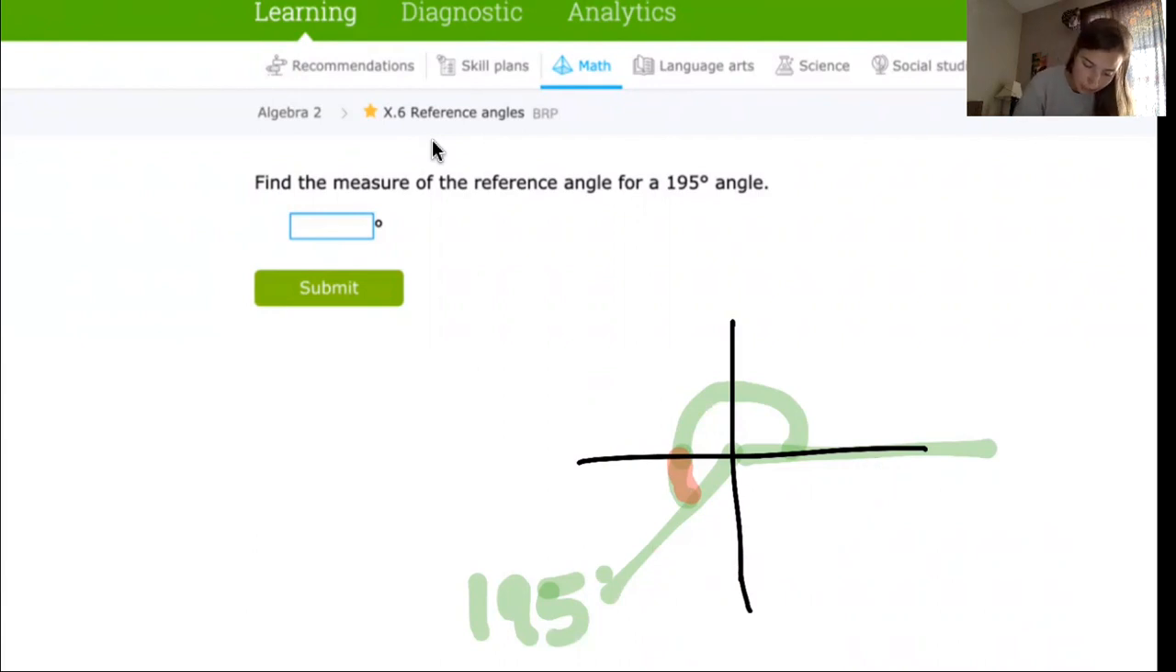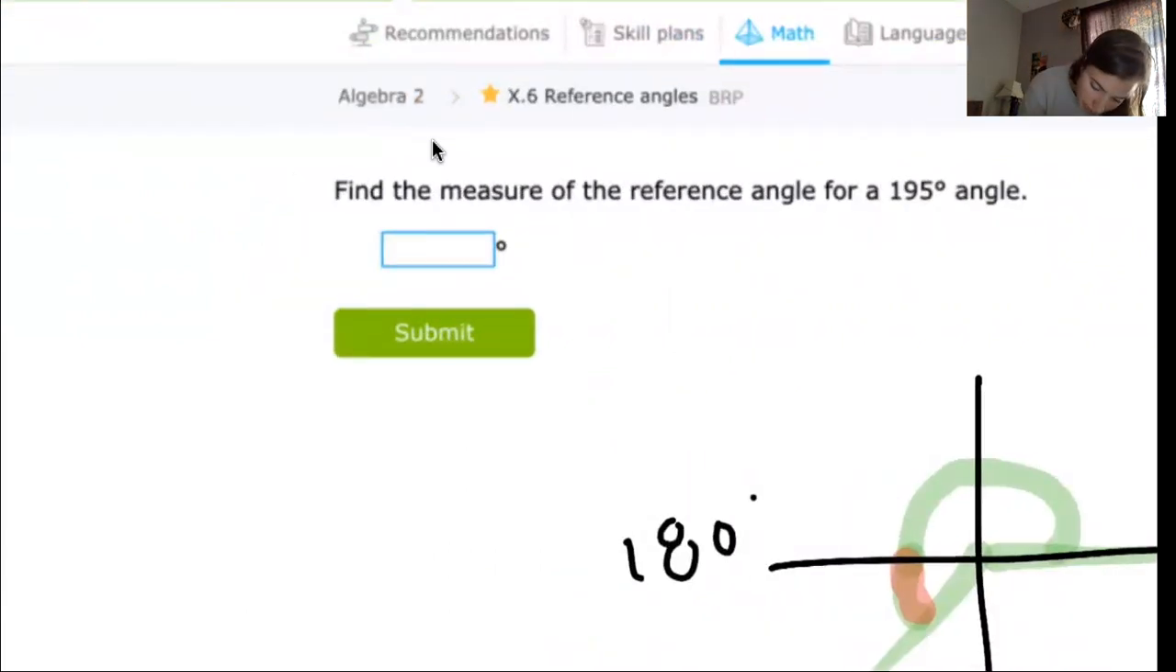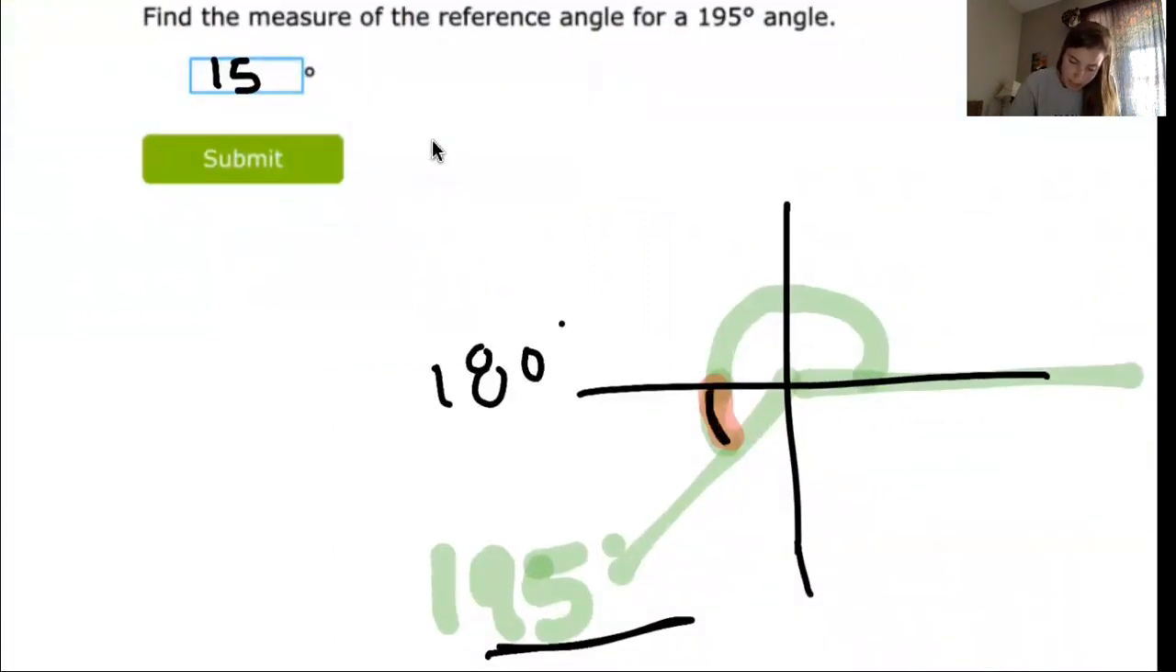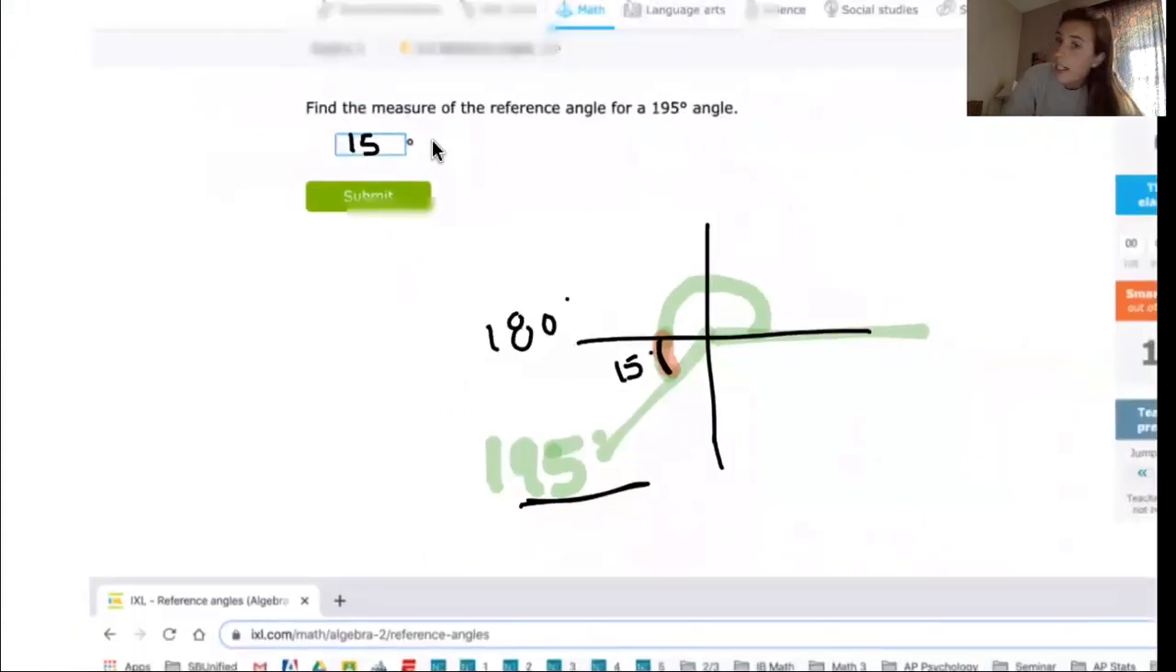So once again, if this is 180 and the green angle shows 195, that means I'm only 15 degrees away from the x-axis. That means that this little guy right here is 15 degrees, and that's the fastest way to get back to the x-axis.